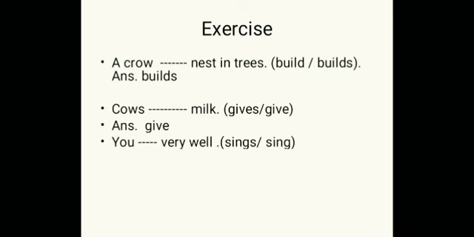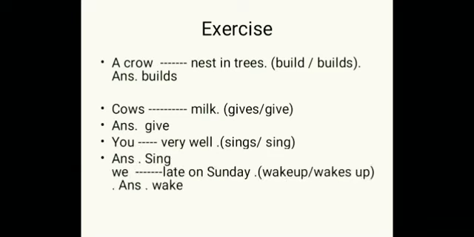A crow dash nest in trees. What is the answer? Crow, it, singular subject. So what we do? We add s to the verb. So what is the answer? Builds. Cows, more than one. So we do not add s to the verb. So what is the answer? Cows give milk.